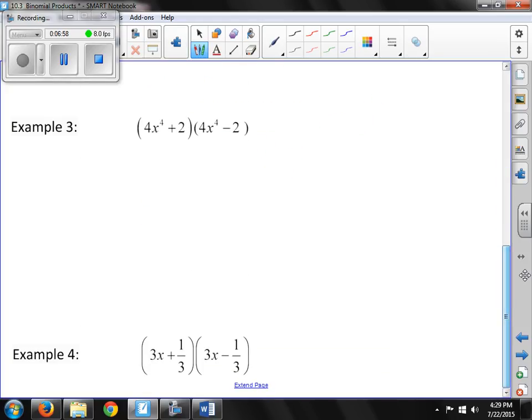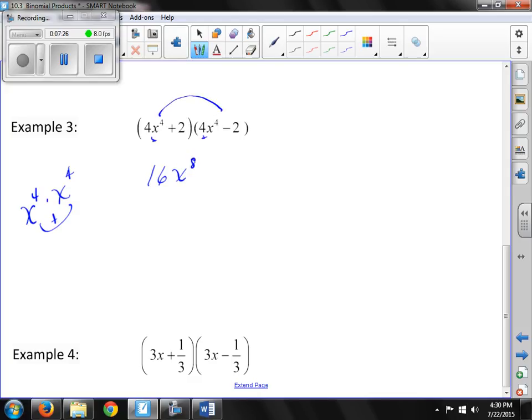Example 3, 4x to the fourth plus 2, 4x to the fourth minus 2. These are also conjugate pairs. You see the only thing that differs is the sign in the middle. So I'll start off 4x to the fourth times 4x to the fourth. 4 times 4 would be 16, and x to the fourth times x to the fourth. Remember, we add the exponents when we have like bases. We add the exponents. So I have 16x to the 8th.